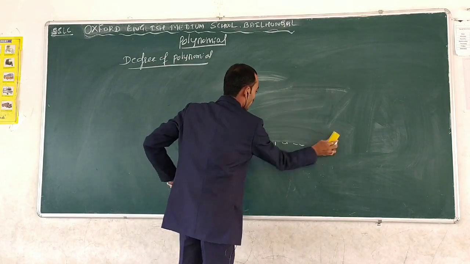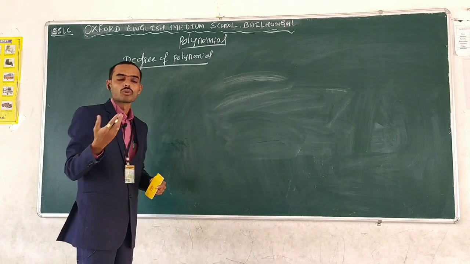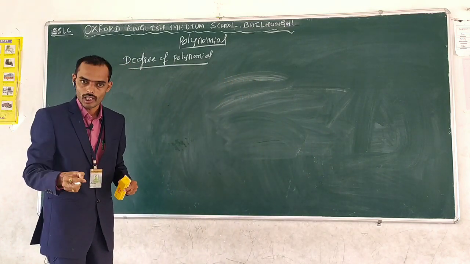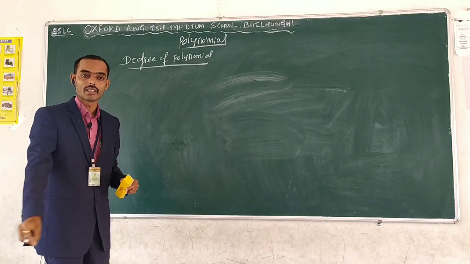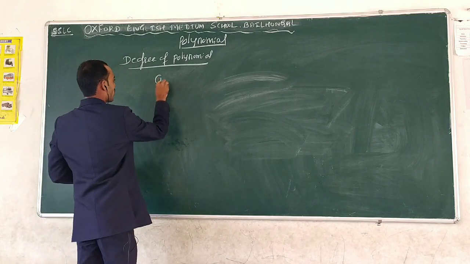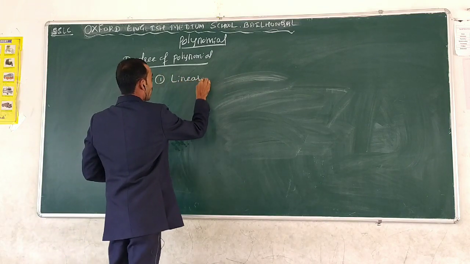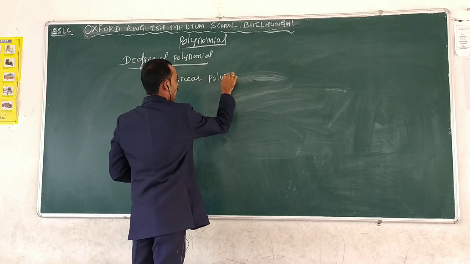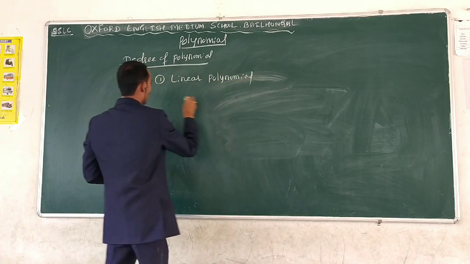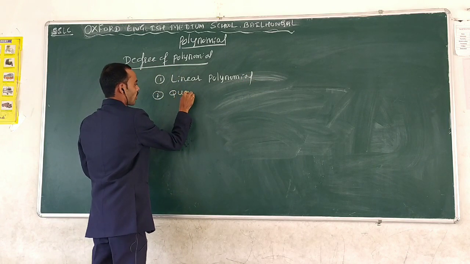Okay. After the degree of the polynomial, we should know the types of the polynomial based on the degree of the polynomial. First one, linear polynomial. Second one, quadratic polynomial.